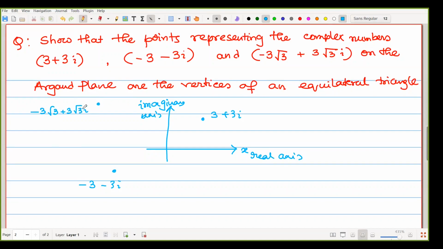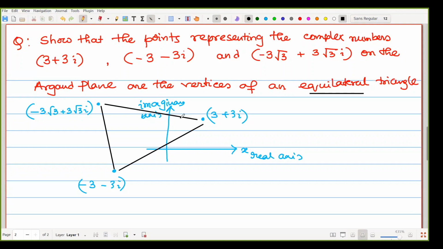What is happening here? Now, the 3 points are forming a triangle originally. And we have to prove that the triangle formed by these 3 points is an equilateral triangle. Equilateral triangle means the distance from this point to that point, from that point to that point, and from that point to that point, all the distances are equal. That's why we can say it's an equilateral triangle. That is originally the problem.